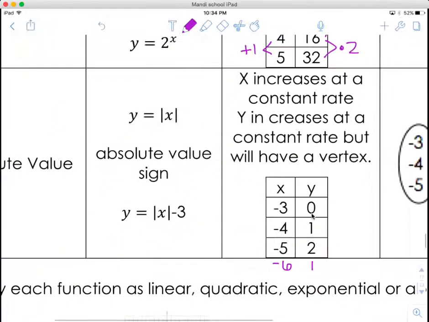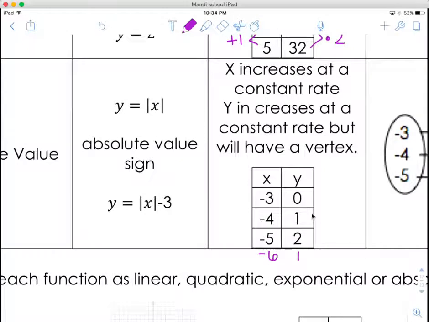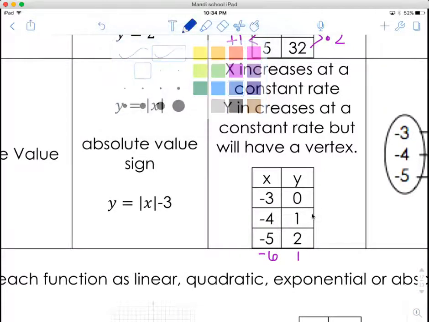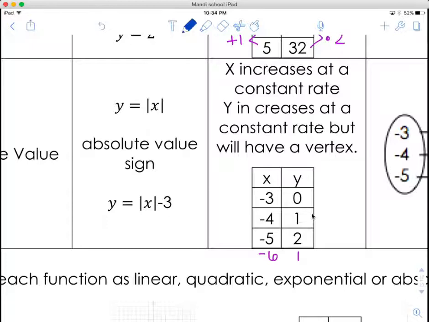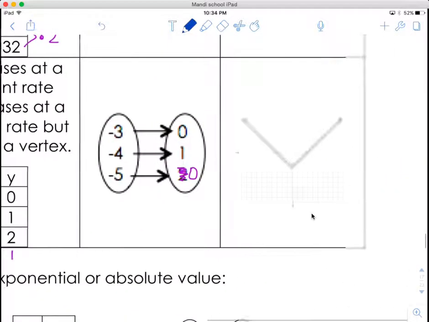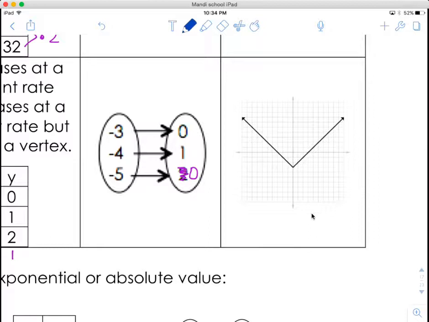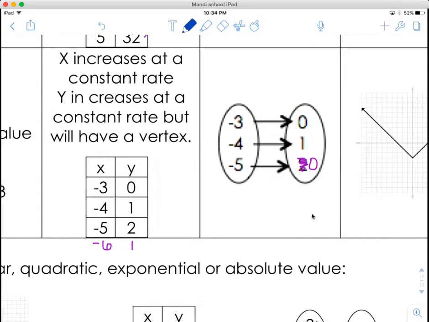Okay, so let's look at absolute value. Well, the absolute value has an absolute value sign. We talked about that in class a couple days ago. We also know that the graph of that looks like a V shape. So let's look at the table. This says x increases at a constant rate. So they all have that in common, that x increases or decreases at a constant rate. So it looks like this one decreases by 1 every time. By the way, add the -6 one at the bottom.